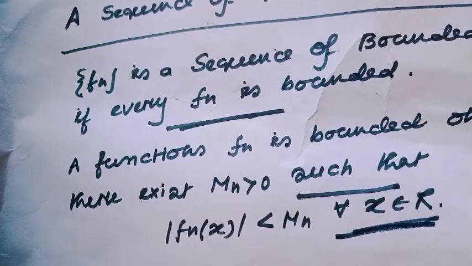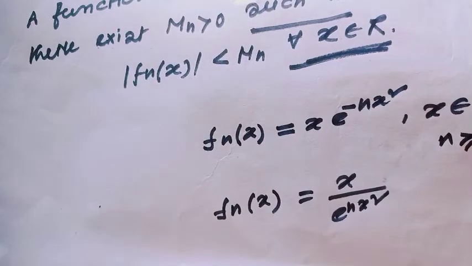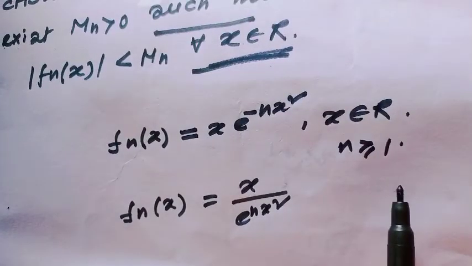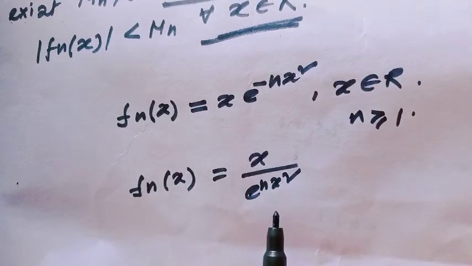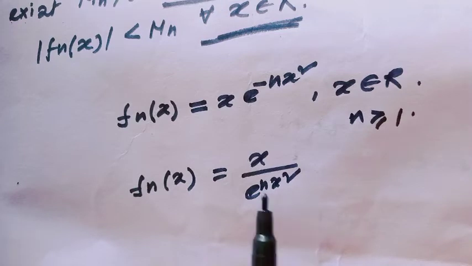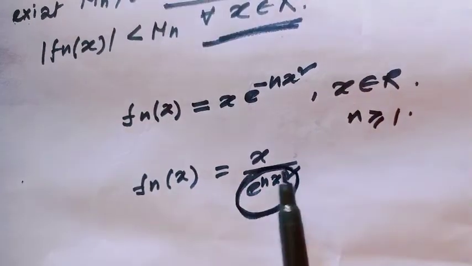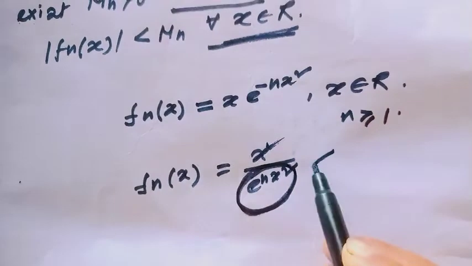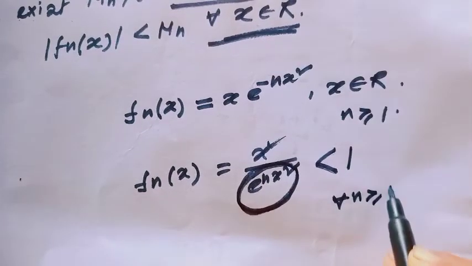Are you getting? The function is fn(x) equal to x e to the power minus n x square, which is true for all x belonging to real numbers and n greater than or equal to 1. We can write this as x over e to the power n x square. We all know the growth of e to the power n x square is always greater than the growth of x. So, since this growth is bigger, this term is always less than 1 for all n greater than or equal to 1.